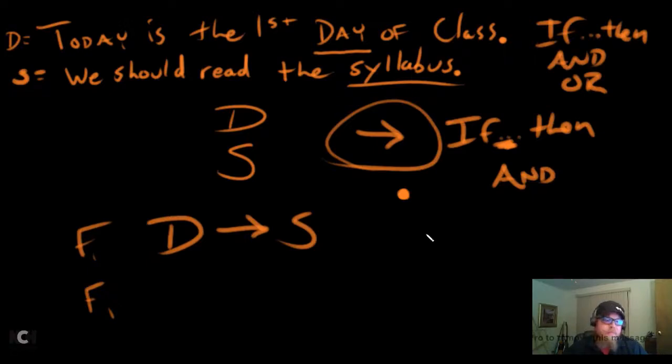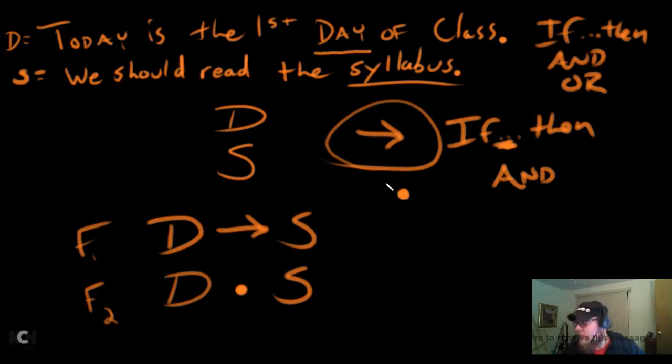Okay? So let's take a look at, actually this should be our second one here. Let's take a look at how we'd represent the same thing with an and. So let me put it this way. D dot S. What would this mean if I were to read this back in English? This says, today is the first day of class, and we should read the syllabus. I plugged in the same letters, and I told you what they stood for, and that these symbols simply represent these concepts.